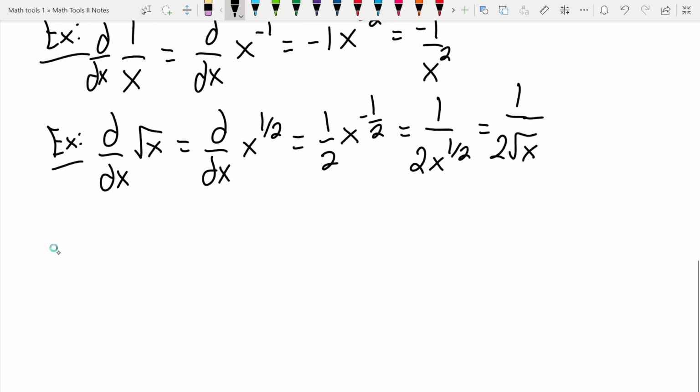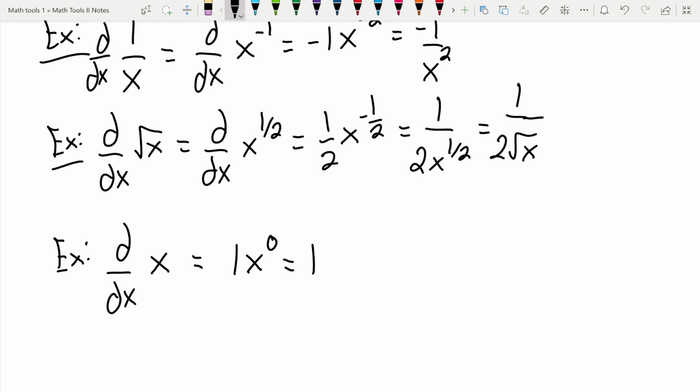So let's look at some other kind of strange ones. What about just x, right? This is x to the 1 power. So this would be 1 times x to the 0. x to the 0 is just 1. So this is 1, which is what we would expect because it's the slope of that line, right? 1.